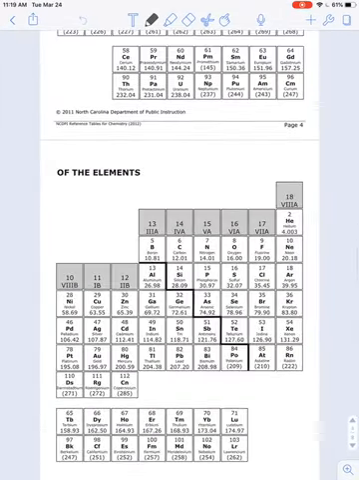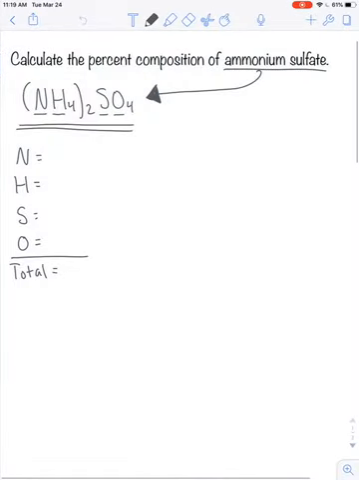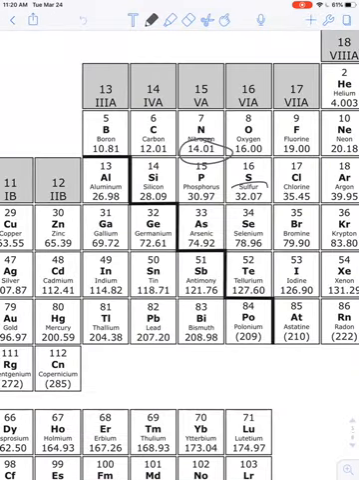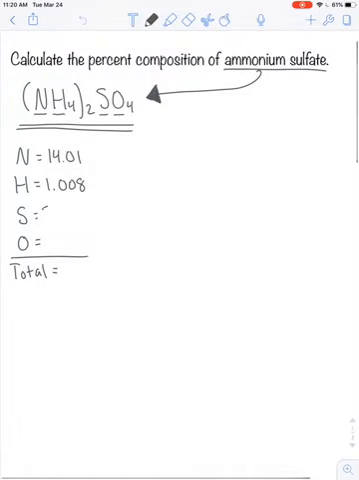So let's start with nitrogen. Nitrogen, we know on the periodic table has a molar mass of 14.01. So I'm going to add that in here. I can also look up the mass of hydrogen on the periodic table, and I would see that it is 1.008. Sulfur, I can look up and find out that it is 32.07. And if I look up oxygen, I'll find out that it is 16.00. So those are the molar masses of each of those elements.